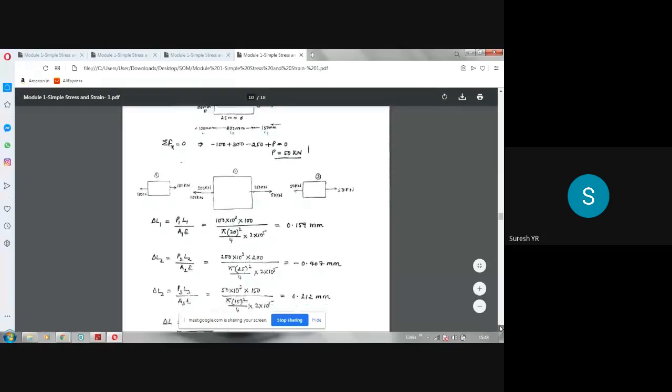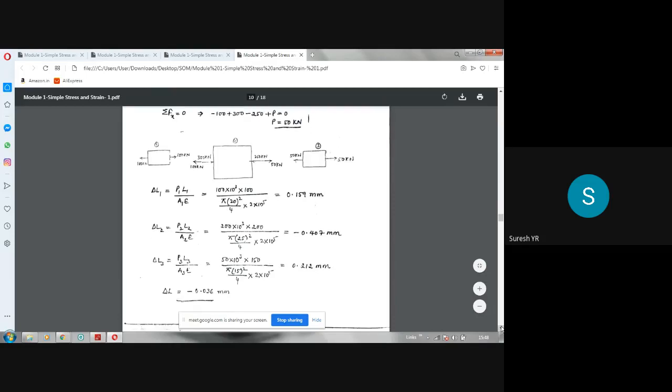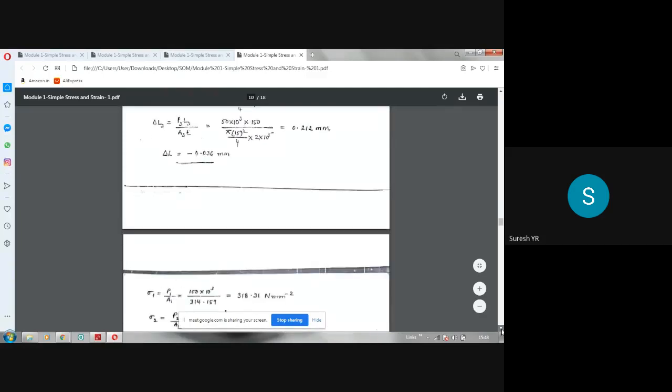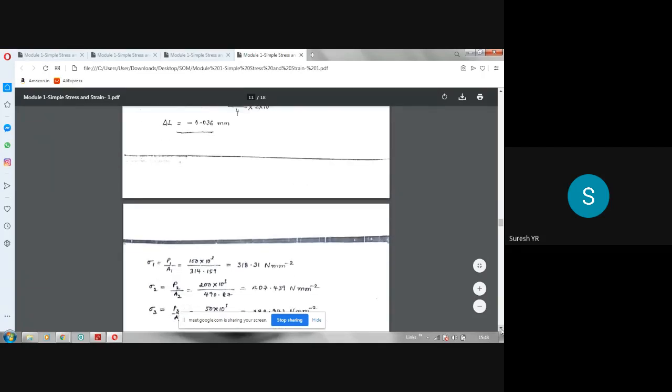So if you calculate, see here, I have written minus because it is compression. So it is contraction, elongation, elongation. When you add all these three, this minus this plus this, you will get total finally delta L equal to minus 0.036 mm. That means finally total deformation of the bar, the entire bar has contracted. Then you can find out the stresses using the same formula, P1 by A1, P2 by A2, P3 by A3.